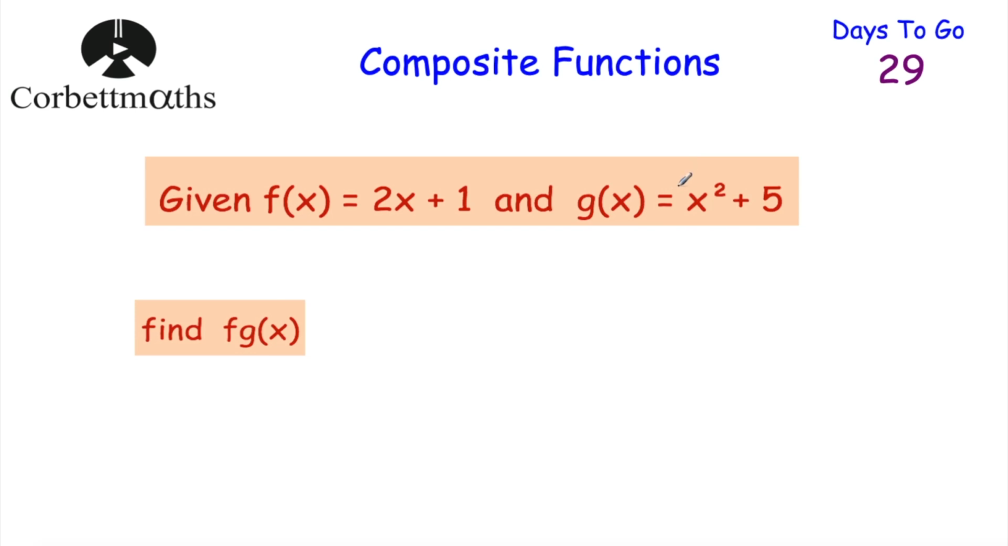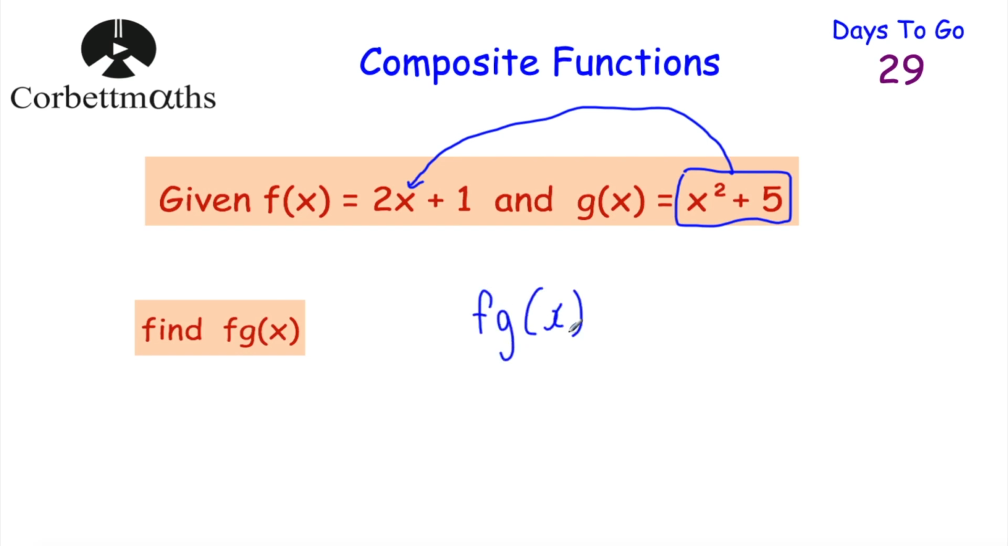So if we start off with x and we apply the function g to it, we get x squared plus 5. We then take our x squared plus 5 and substitute that in for the value of x in our f of x. And so that means fg of x would be equal to, instead of 2x plus 1, 2, and then in brackets, x squared plus 5, close brackets, plus 1. So we've just replaced the x in f of x with x squared plus 5.